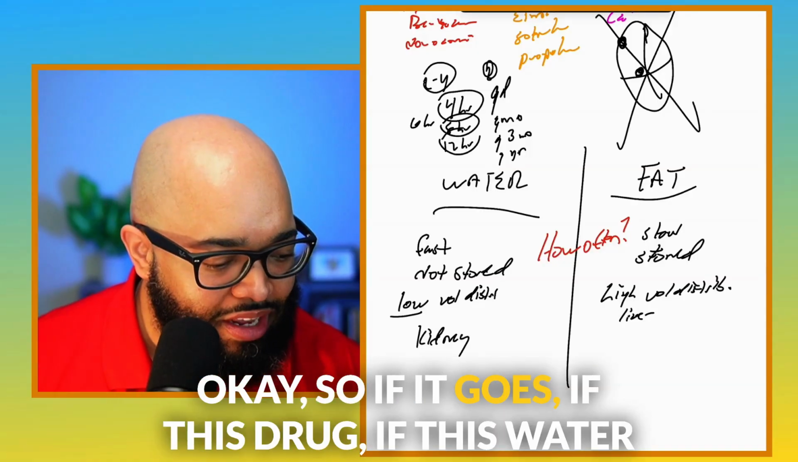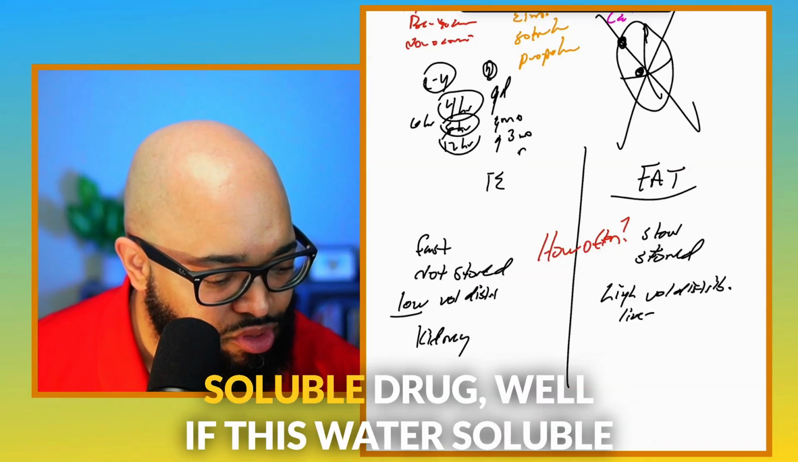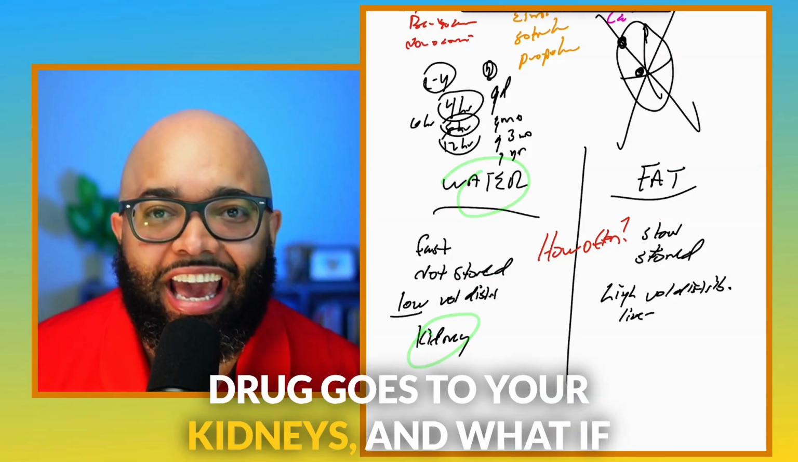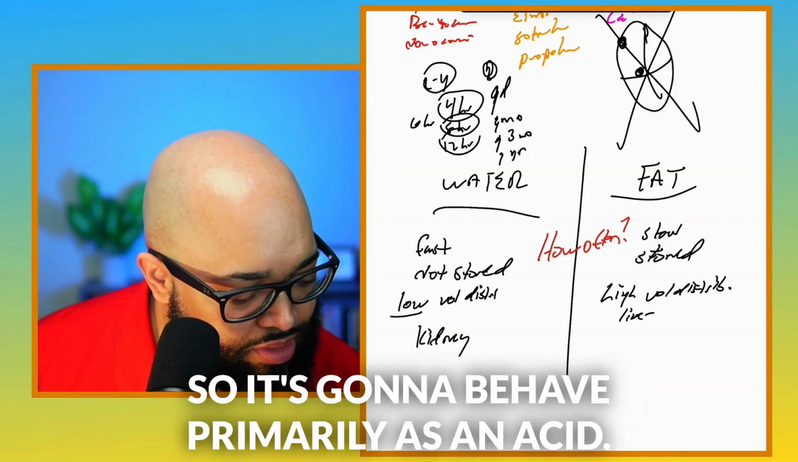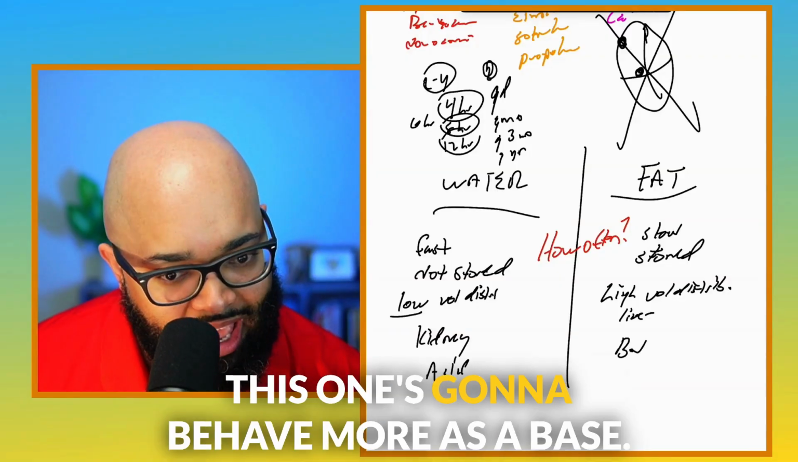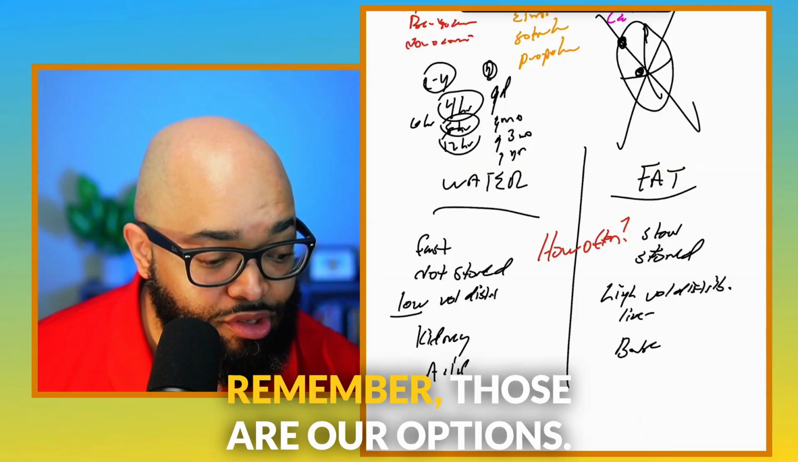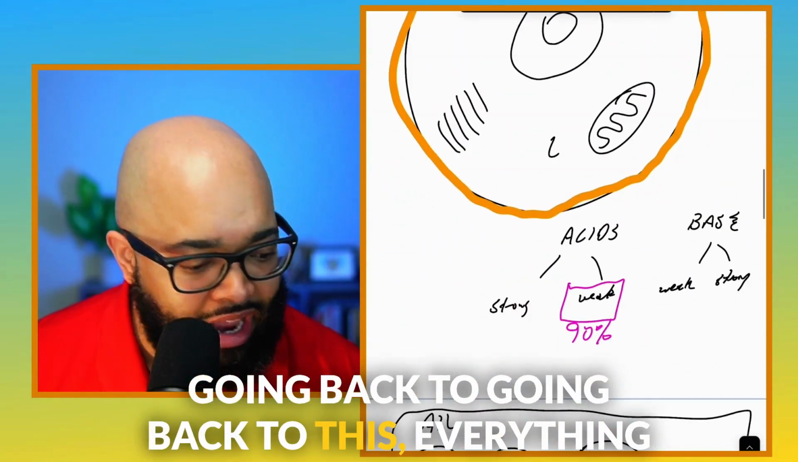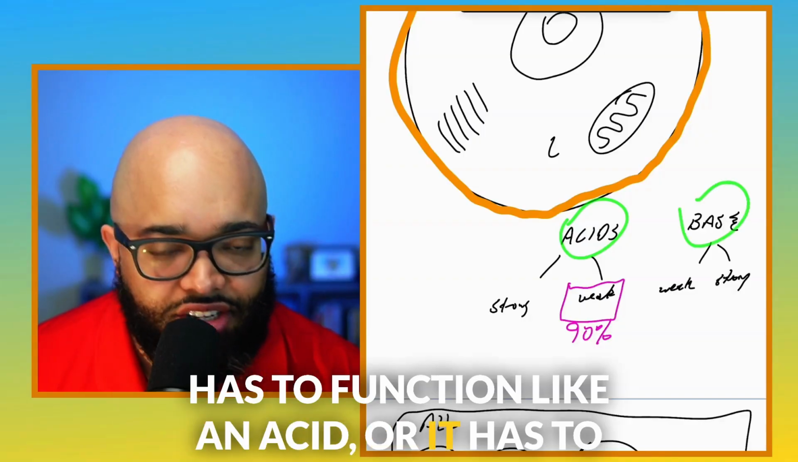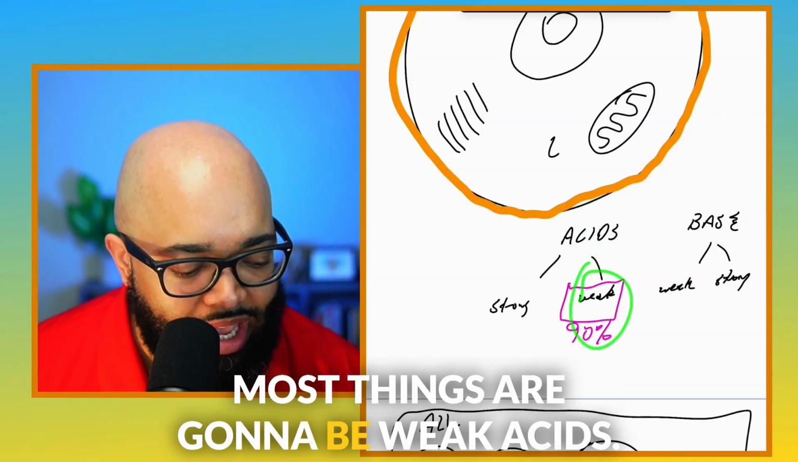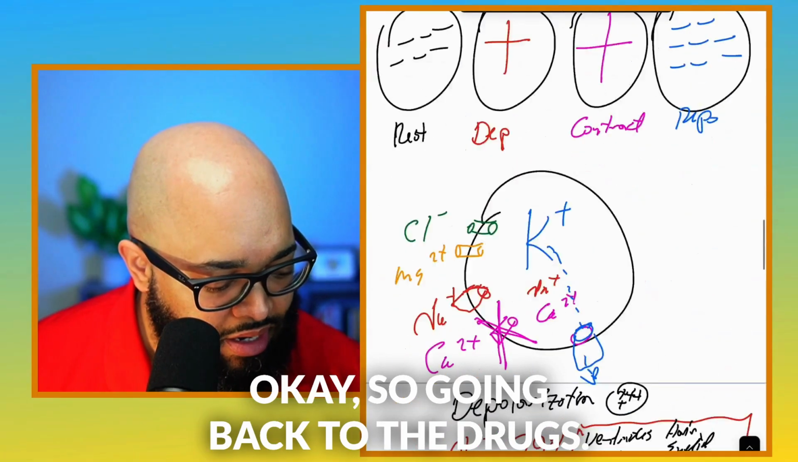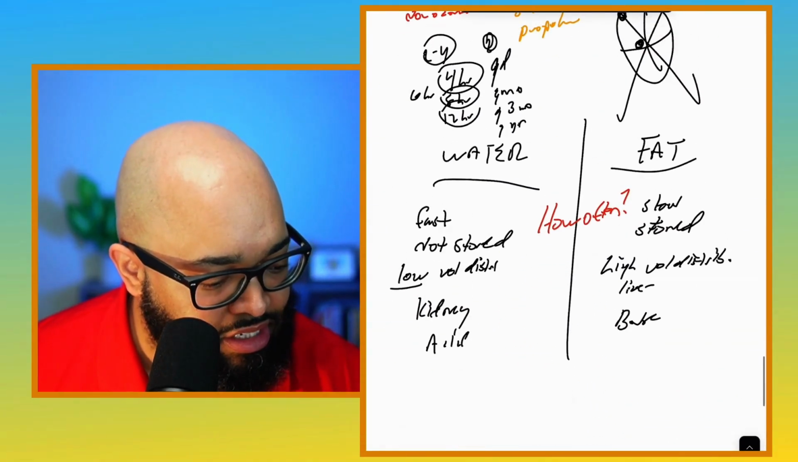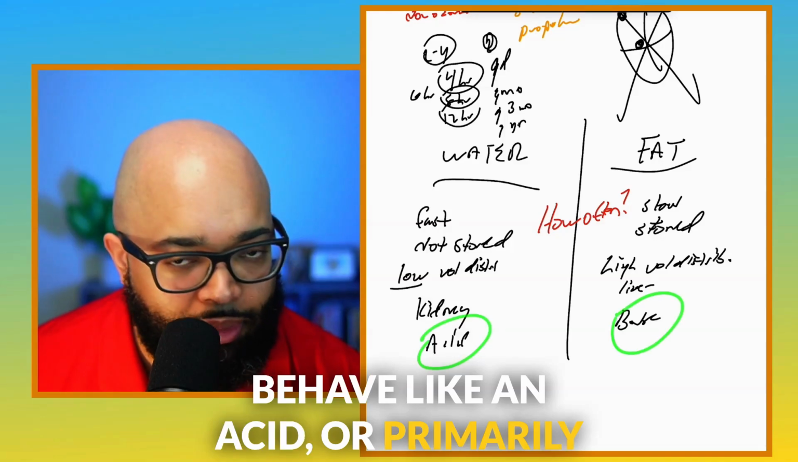Okay, so if this water soluble drug goes to your kidneys, and what if the other thing, let me tell you this. So it's going to behave primarily as an acid. This one's going to behave more as a base. Remember, those are our options. Going back to this, everything has to function like an acid or it has to function like a base. Most things are going to be weak acids. Okay. So going back to the drugs, it's either going to primarily behave like an acid or primarily behave like a base.